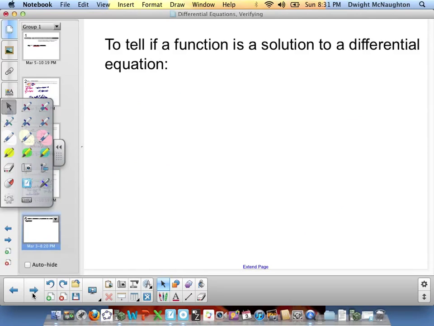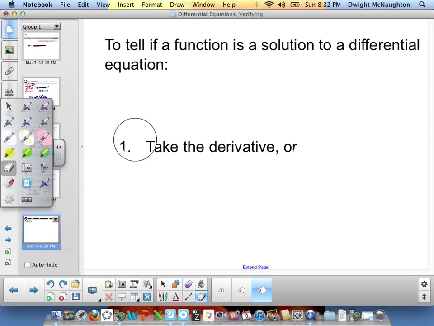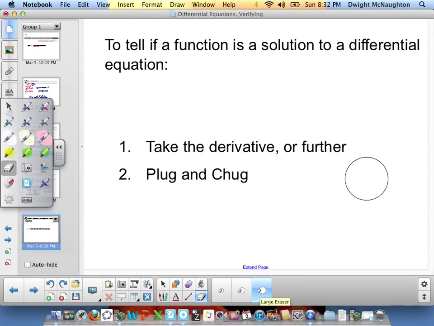So in review, how do you tell if a function is a solution to a differential equation? Take the derivative, or you may need to take a second derivative. We had to do that a couple times. That's not the limit. You may have to go to a third derivative, fourth derivative. Then once you have that, plug and chug, simplify, and it should equal the expression that they're giving you.